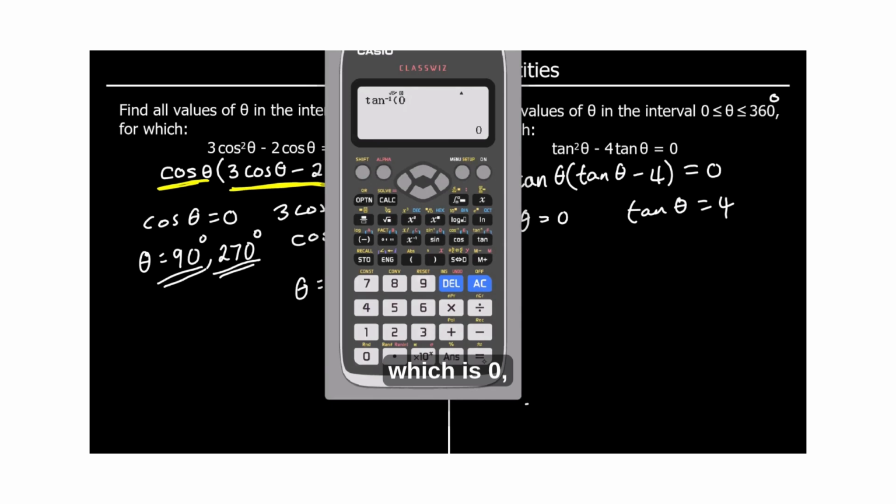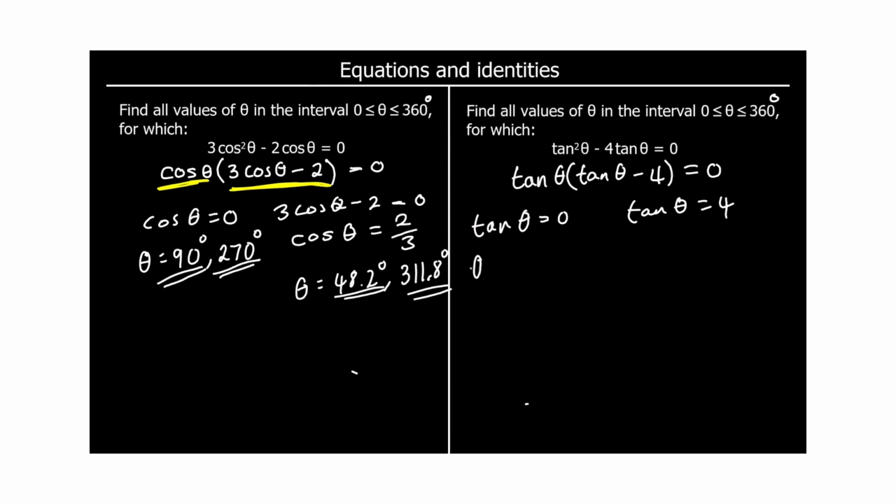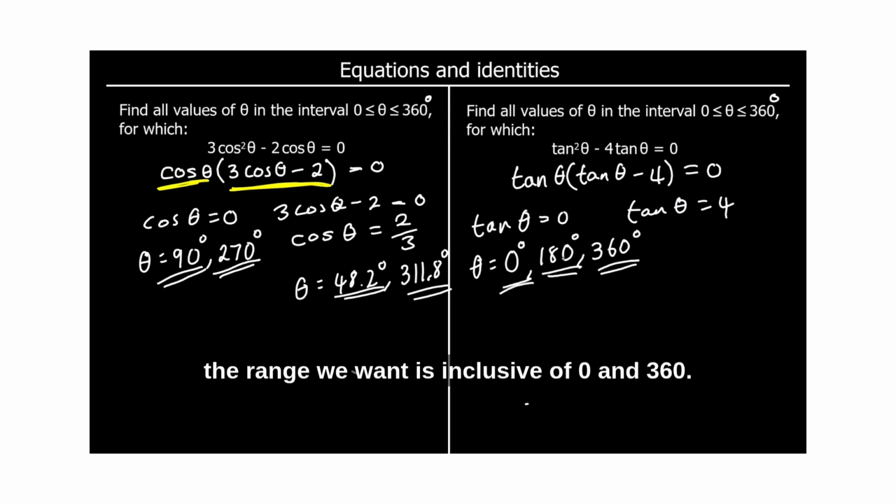So shift tan 0, which is 0, and tan repeats every 180 degrees. So add on 180, add on 180 again. And the range we want is inclusive of 0 and 360. So we've got 3 answers for that.